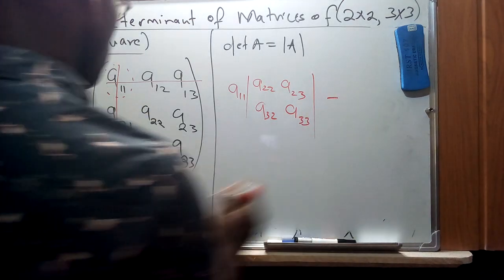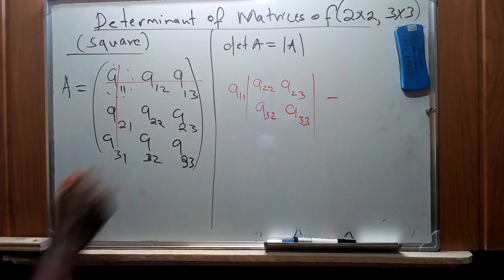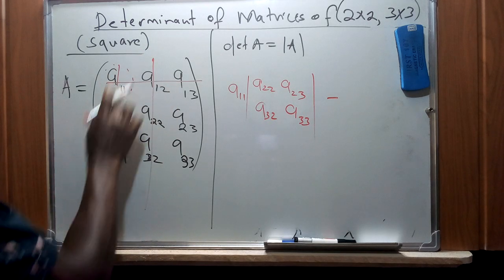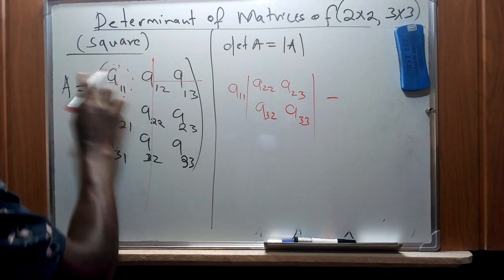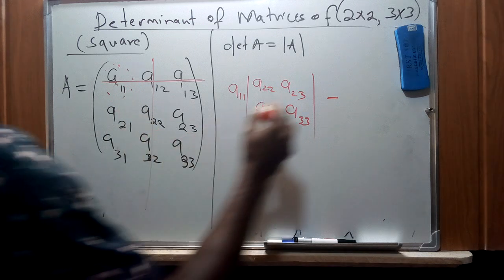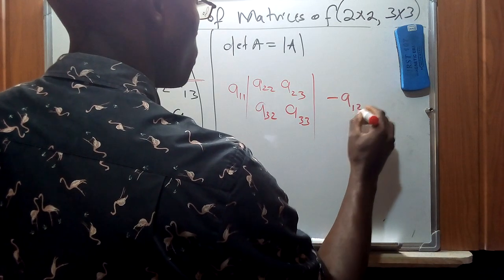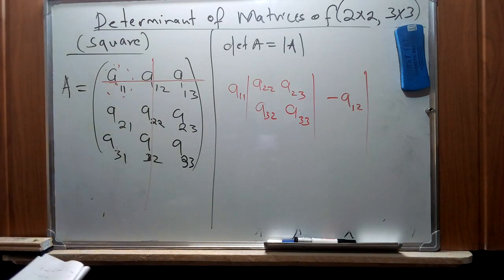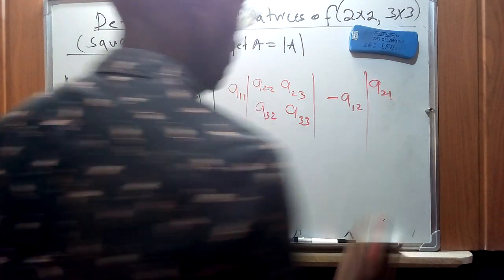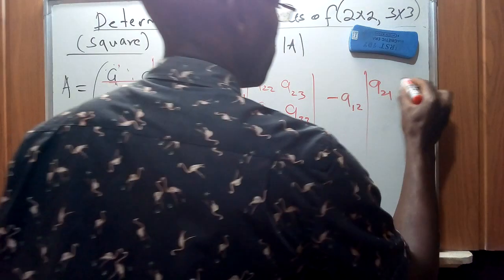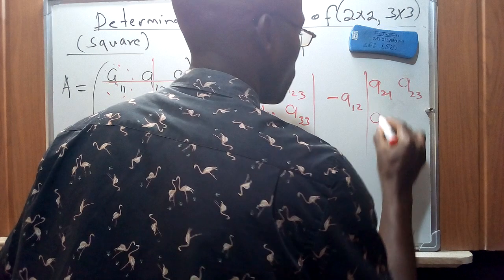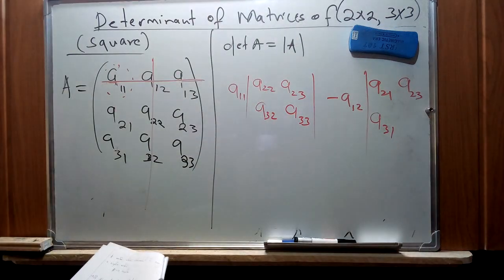And next we shall have minus. This is the second term that we are going to follow. So this is minus this one: we take the second element, which is A12, and then we find the determinant of A21, A23, and then A31, A33.